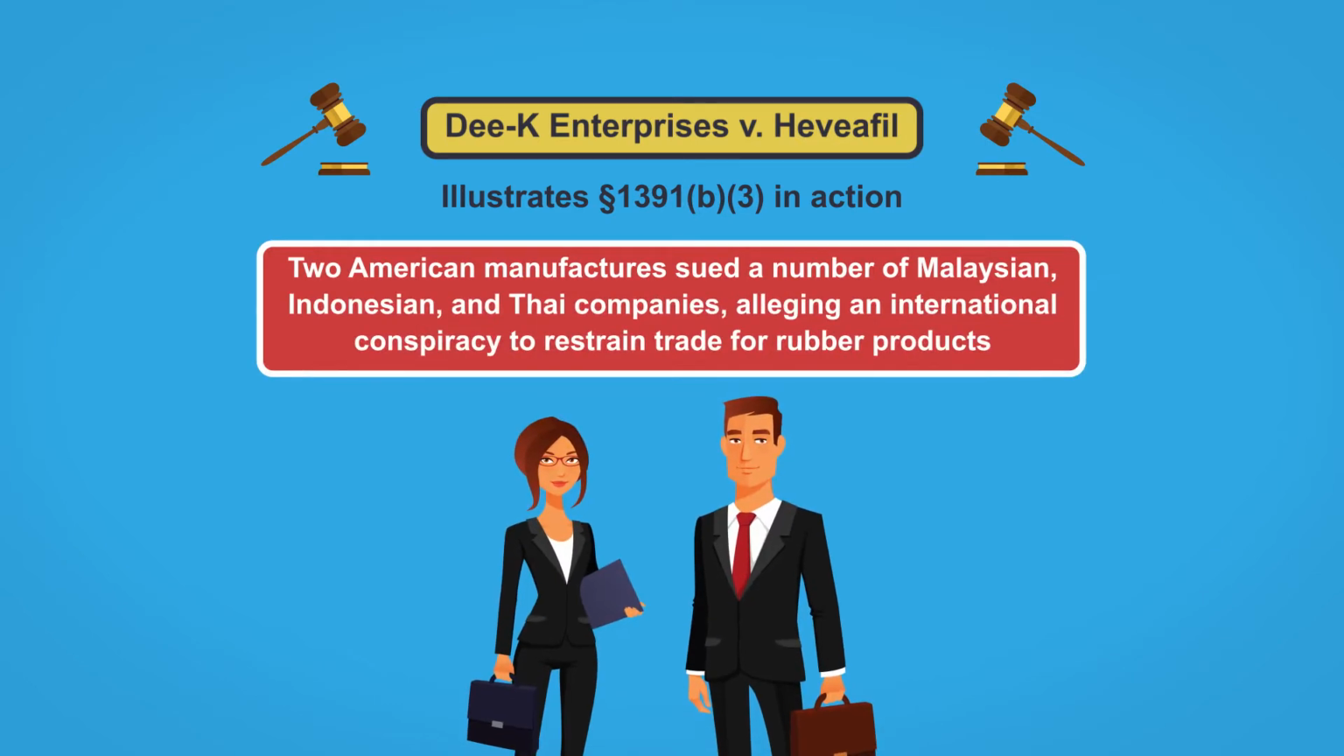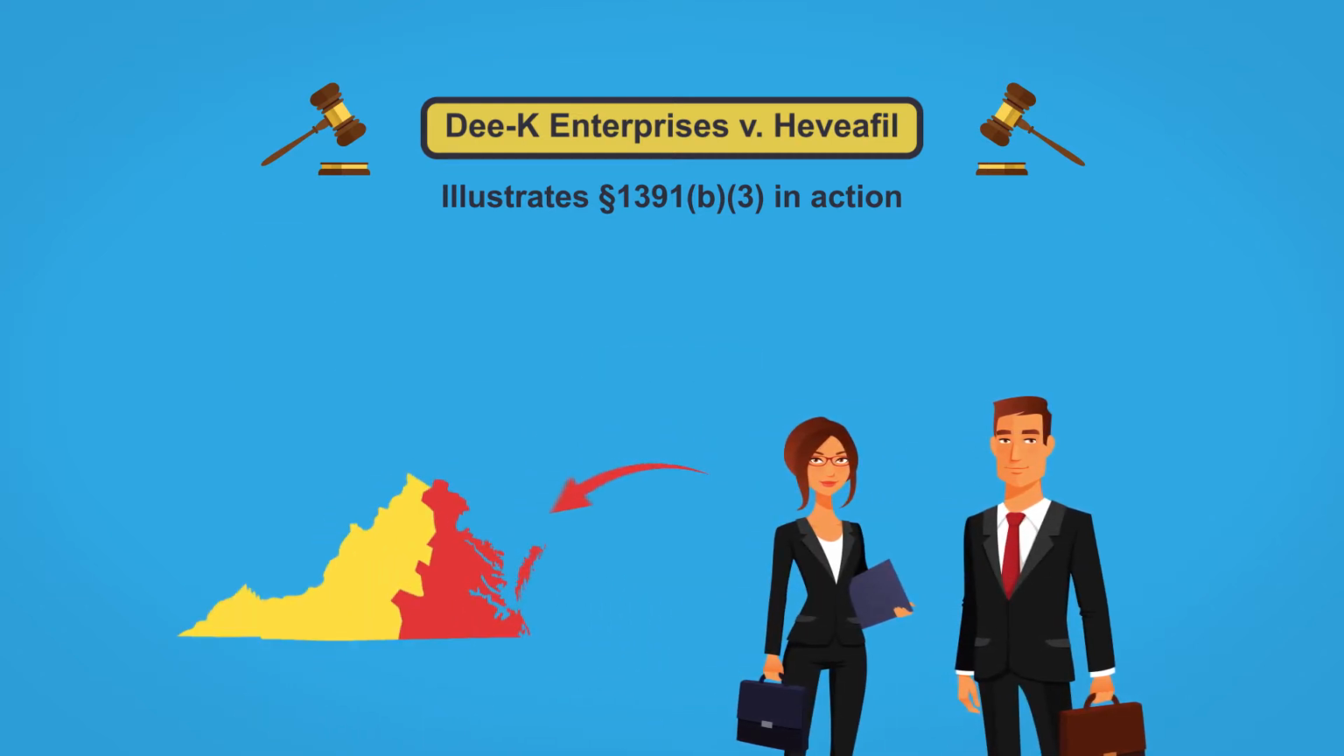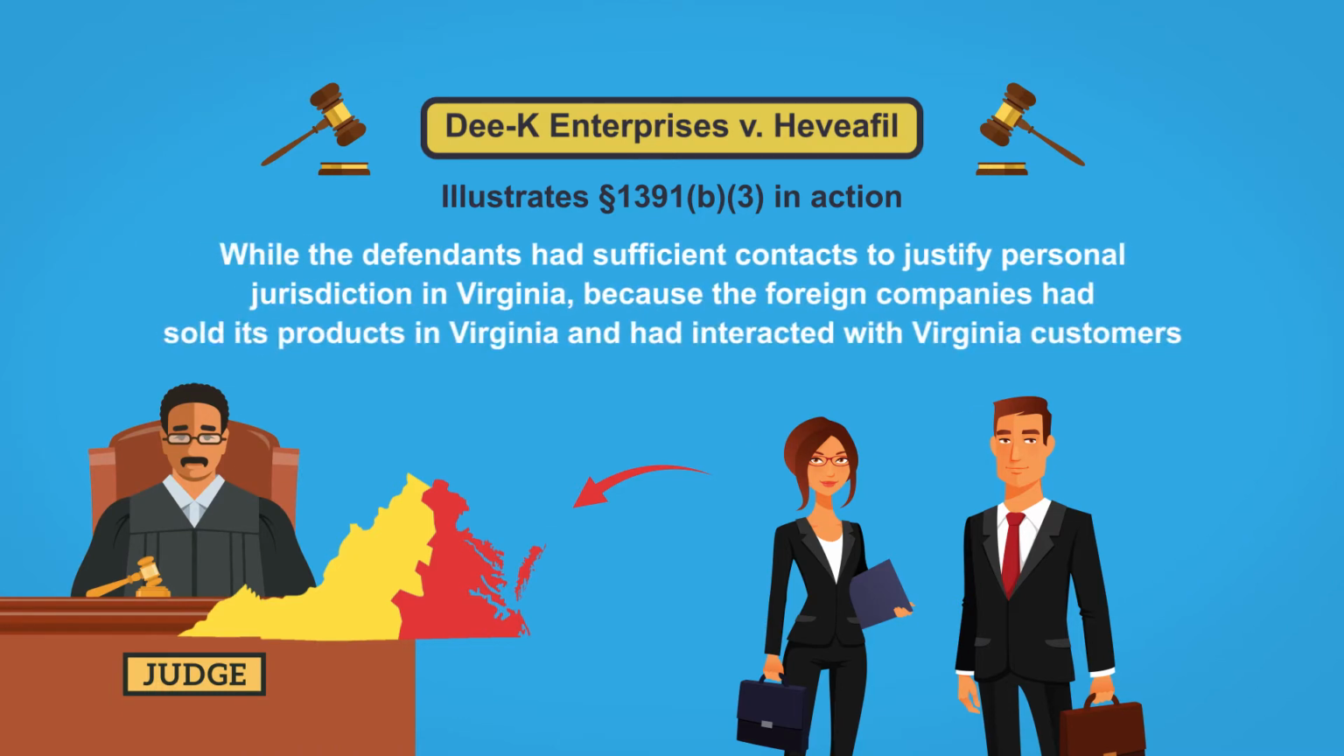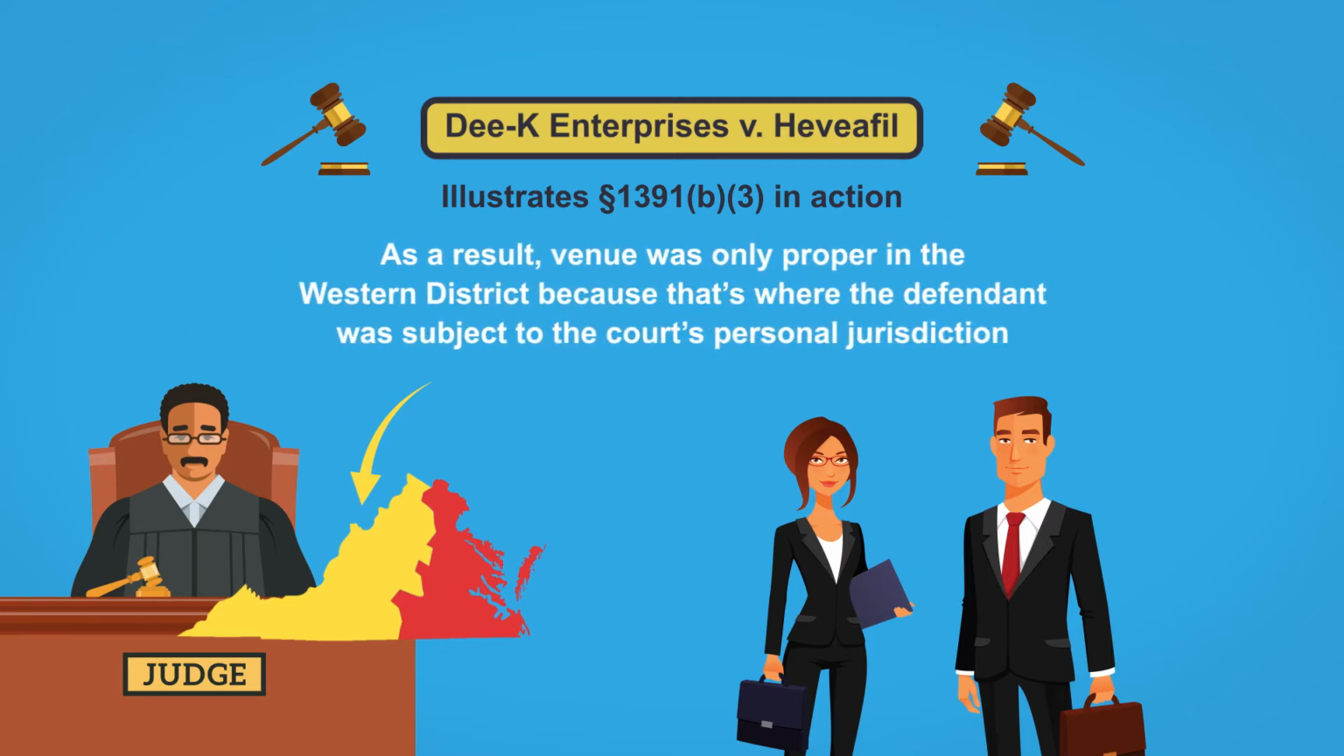Two American manufacturers sued a number of Malaysian, Indonesian, and Thai companies, alleging an international conspiracy to restrain trade for rubber products. The plaintiff filed the suit in the Eastern District of Virginia and argued that venue was proper because the defendant had several Virginia-related contacts. The court disagreed and reasoned that while the defendants had sufficient contacts to justify personal jurisdiction in Virginia because the foreign companies had sold their products in Virginia and had interacted with Virginia customers, these contacts were with cities and towns in the Western, not the Eastern District. As a result, venue was only proper in the Western District because that's where the defendant was subject to the court's personal jurisdiction.